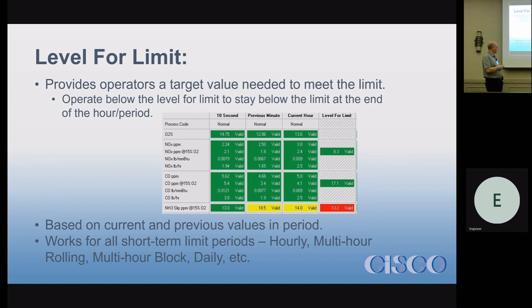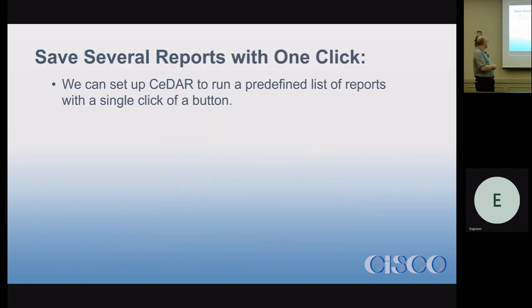But we can apply our custom highlights. In this specific example, their limit's 10. So here at 18.5 and 14, they're above their limit. And like I said, in this specific example, they're negative, so they've already had an exceedance at that point. A lot of people find that helpful because it takes the guesswork out of where I need to operate. If I run below this value, I'm going to be below the limit.